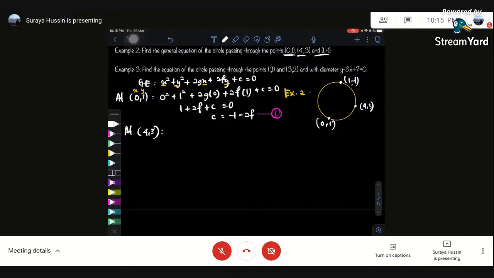At the coordinate 4 and 3, again, you substitute in 4 squared plus 3 squared plus 2g times 4 plus 2f times 3 plus c equals 0. Okay, you do it together with me. Take this as an exercise.